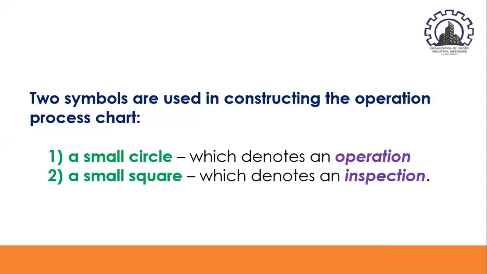On the other hand, for a small square, an inspection takes place when the part is being examined to determine its conformity to a standard. So take note that some analysts prefer to outline only the operations, calling the result an outline process chart.